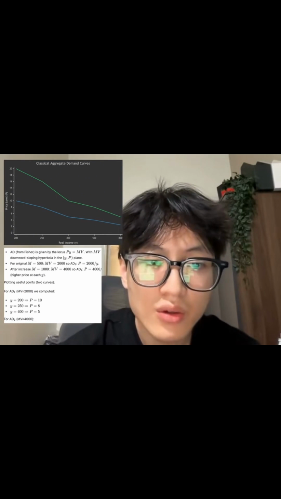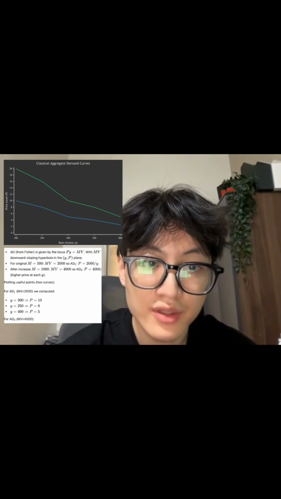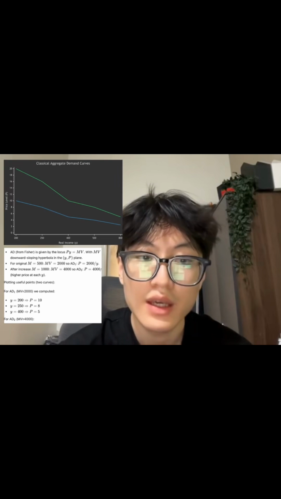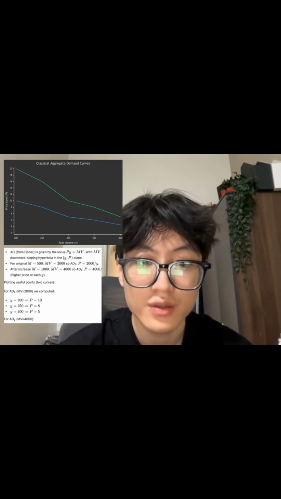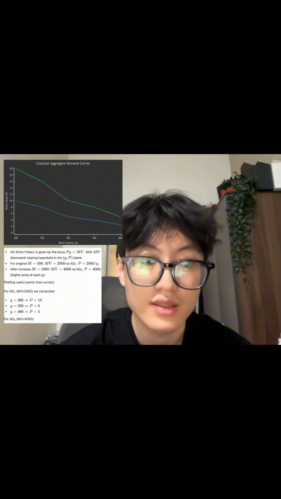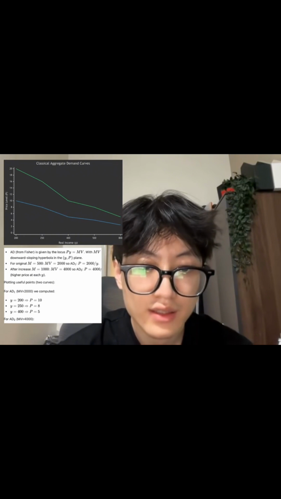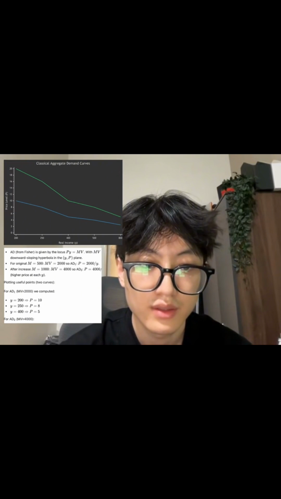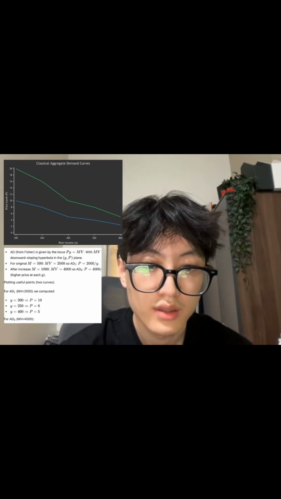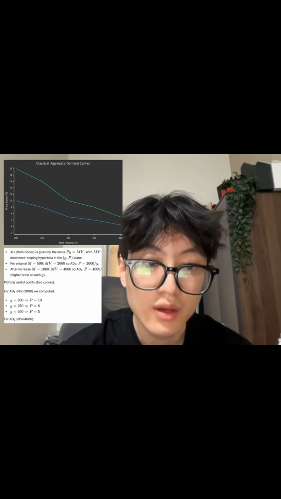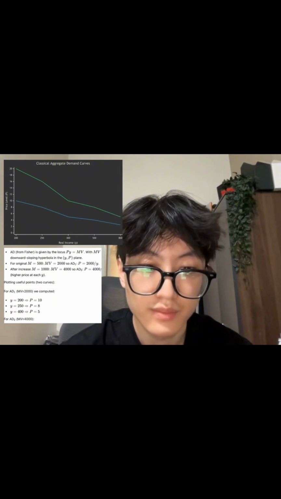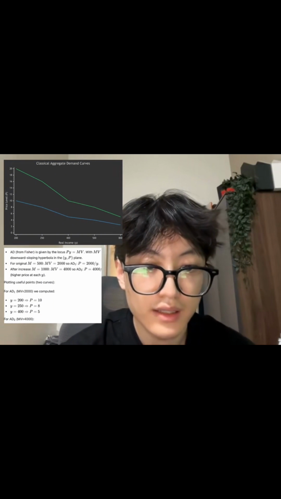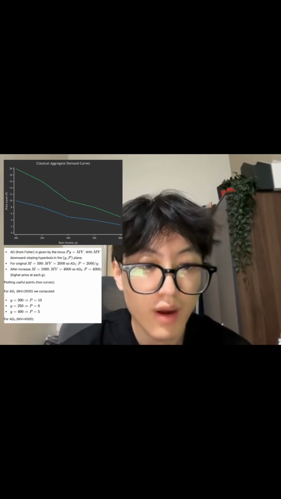The classical aggregate demand curve shows the relationship between P and Y given by P equals MV over Y. For the first situation, MV equals 2,000, that's AD1. For the second situation, MV equals 4,000, that's AD2. Both are downward sloping curves, but AD2 lies above AD1. This means that an increase in the money supply shifts the AD curve to the right, or upward.